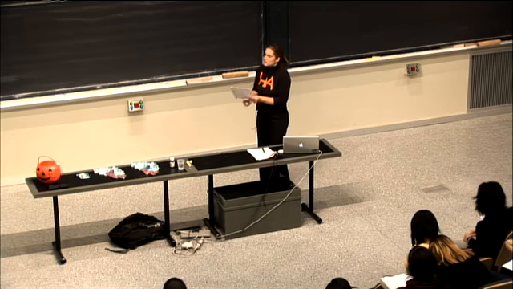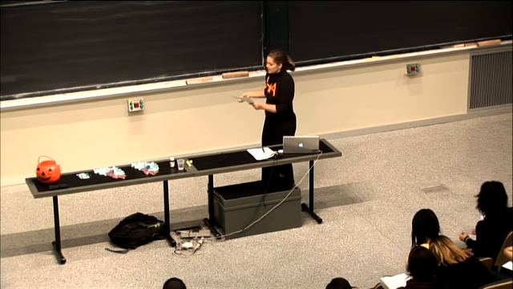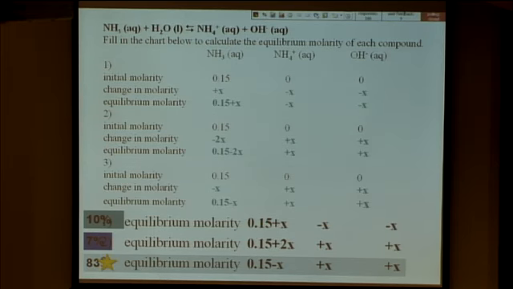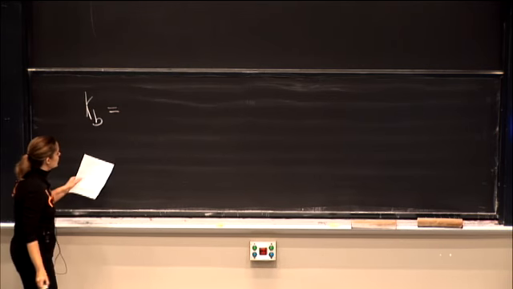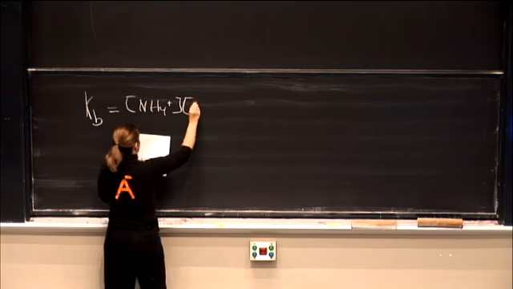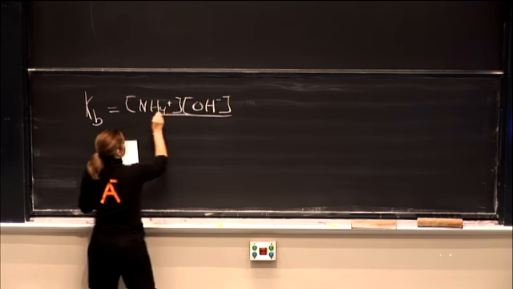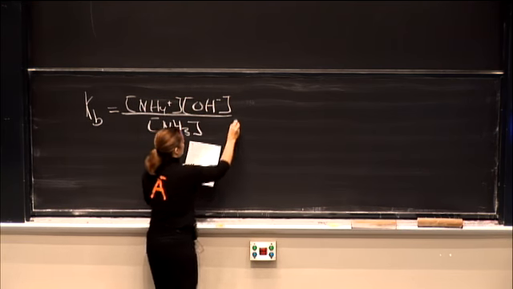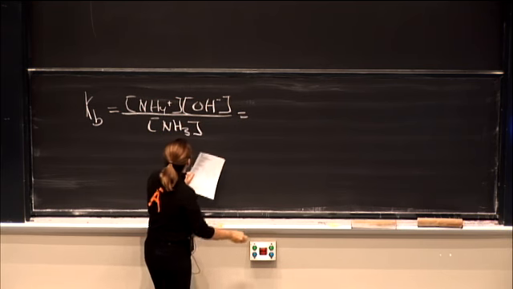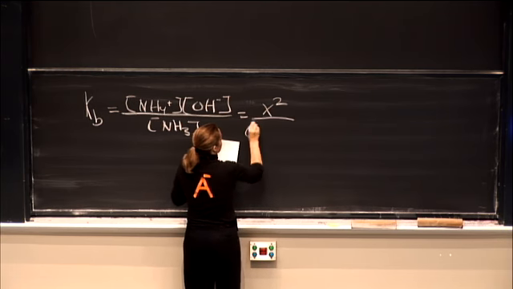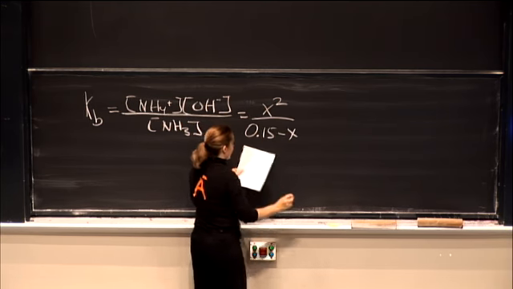All right, so we can use that information now. You could leave that clicker question up for a minute. We're going to talk about the Kb. The Kb is going to be equal to our products, NH4 plus and our hydroxide ion concentration, over NH3. Now I can fill in the values that you told me. On the top, we're going to have x squared, and on the bottom, we're going to have 0.15 minus x.